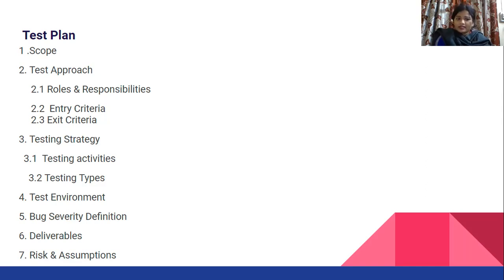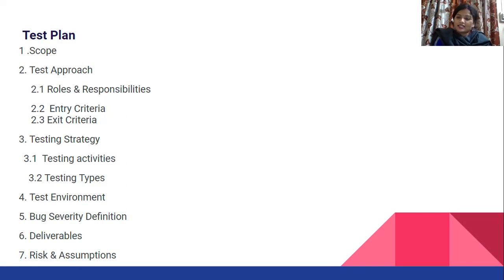So the test approach consists of the basic testing approach that we use in our testing team, and that is written inside the test approach. That is the roles and responsibilities, that is which person is assigned as a QA manager, who does the job of a QA tester, who does the job of automation, along with their names and their responsibilities. These things are mentioned in roles and responsibilities.